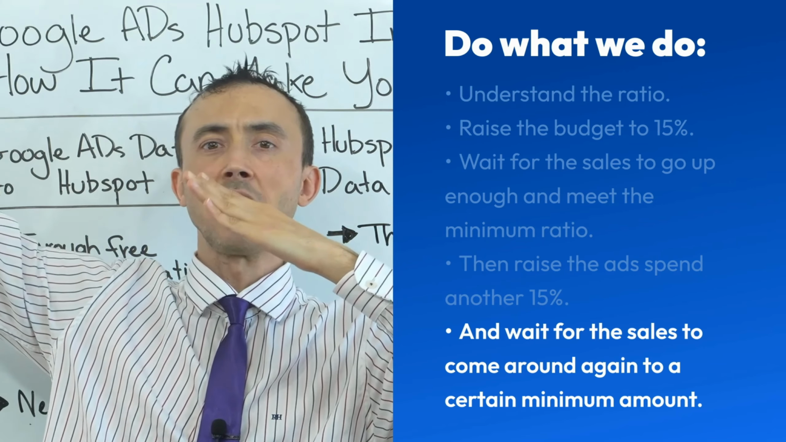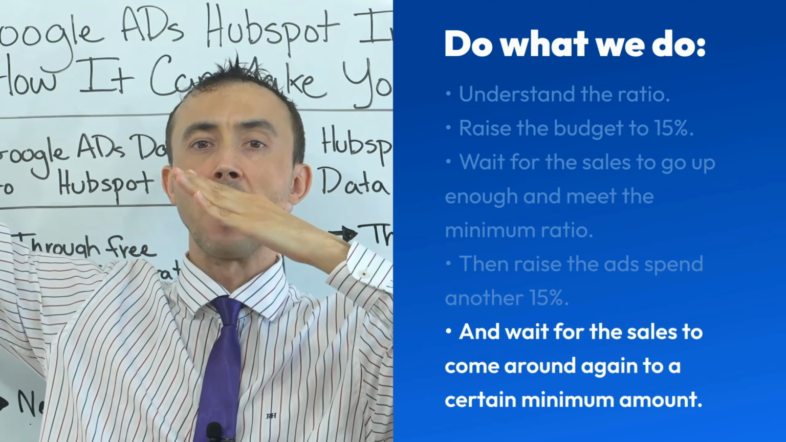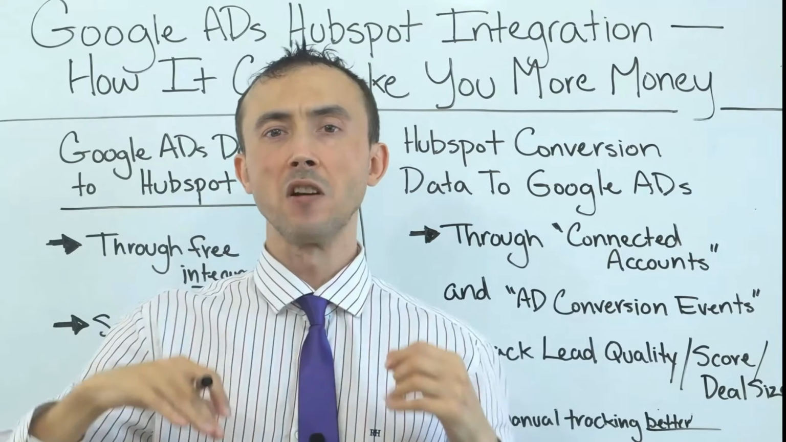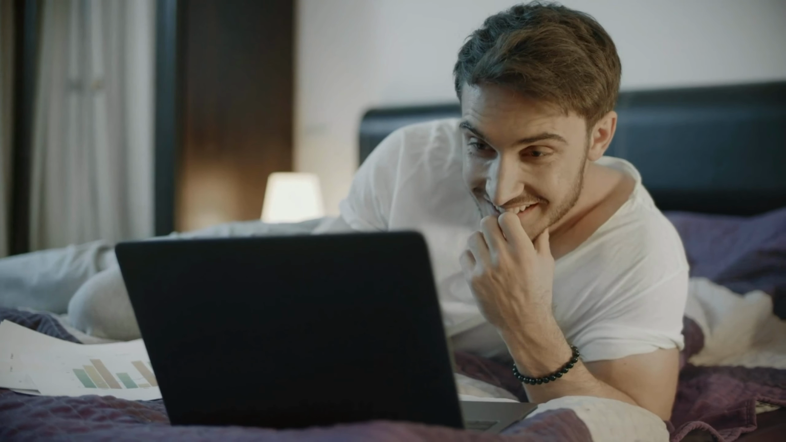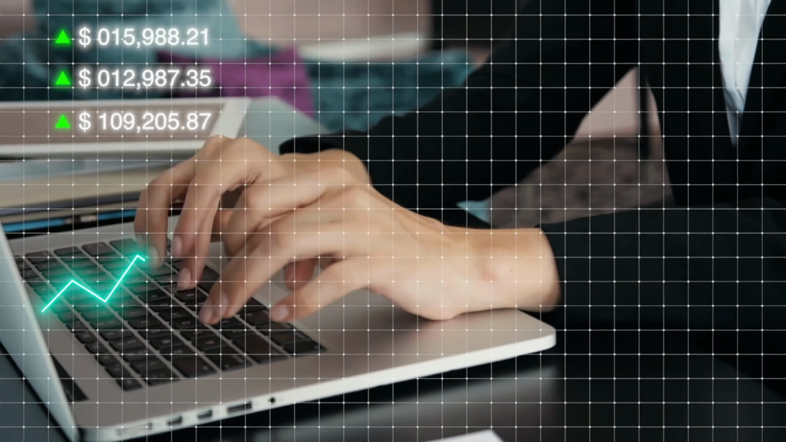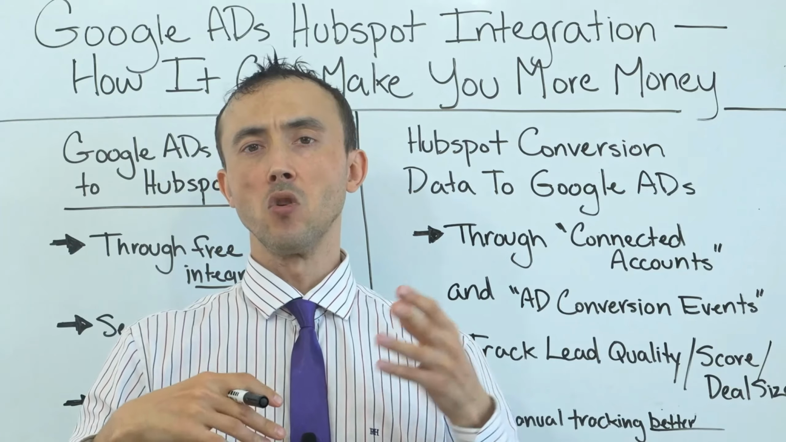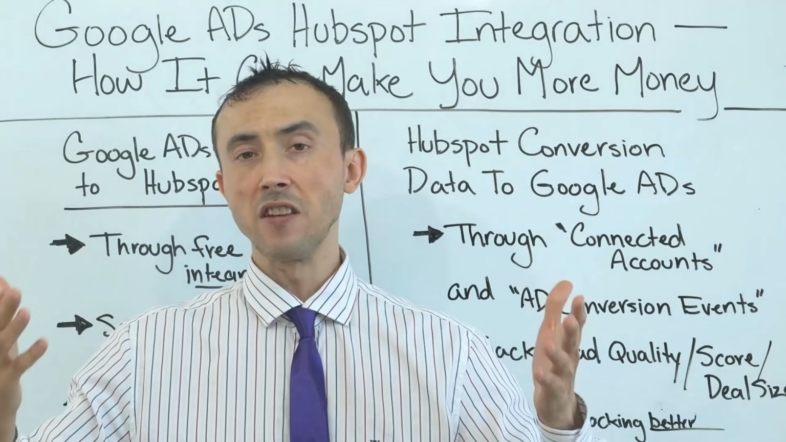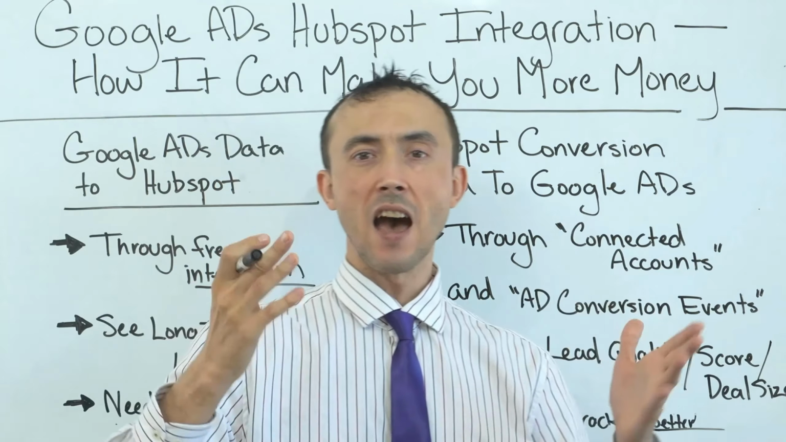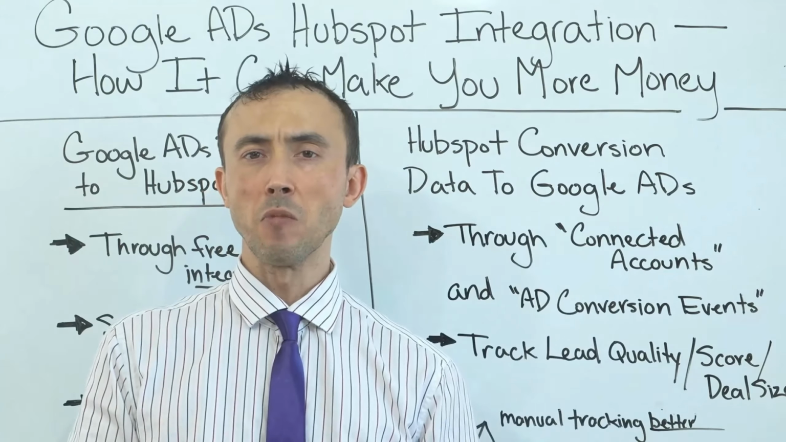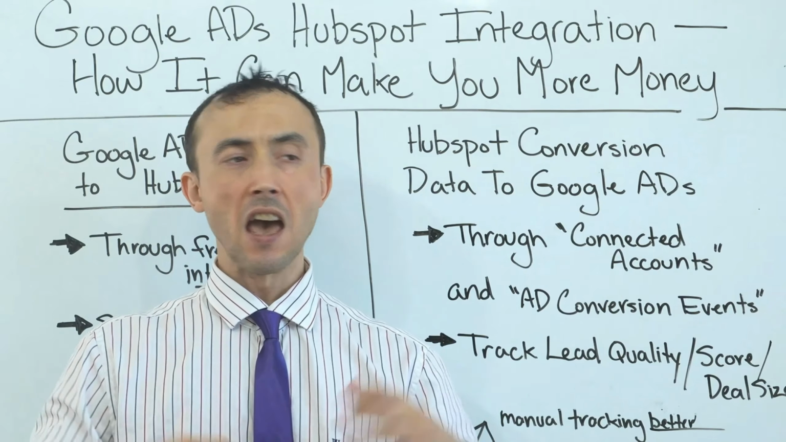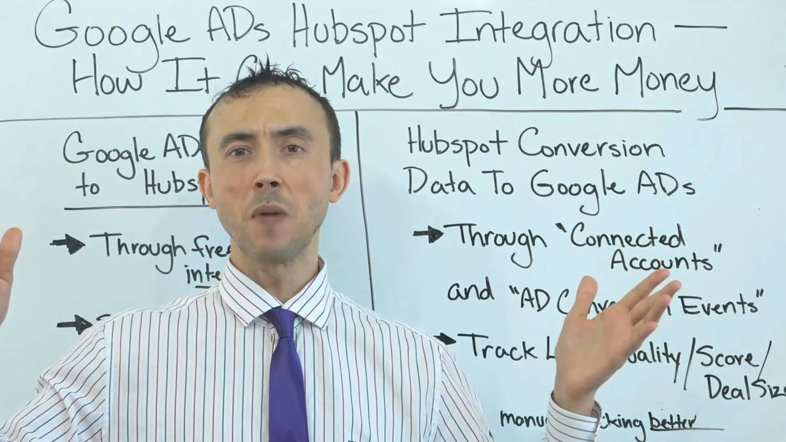And then wait for the sales to come around again, a certain minimum amount, whether that takes 3, 6, 12 months, whatever. And you keep doing that again and again until one day you wake up and you're making millions of dollars from Google Ads because you walked it up and you had the data to confidently walk it up. The average person I see that tries to advertise on Google Ads throws out an arbitrary number of what they're willing to spend on ads, and that's what they spend.